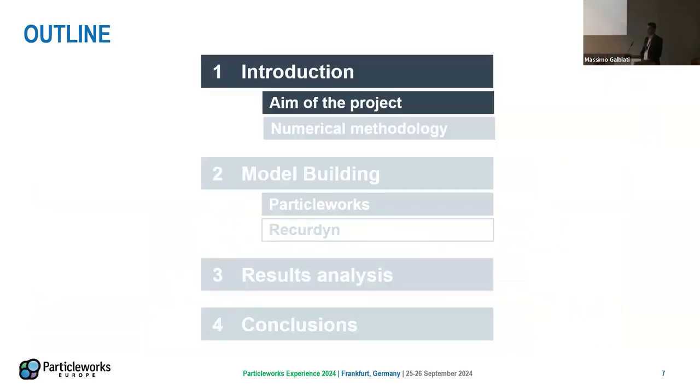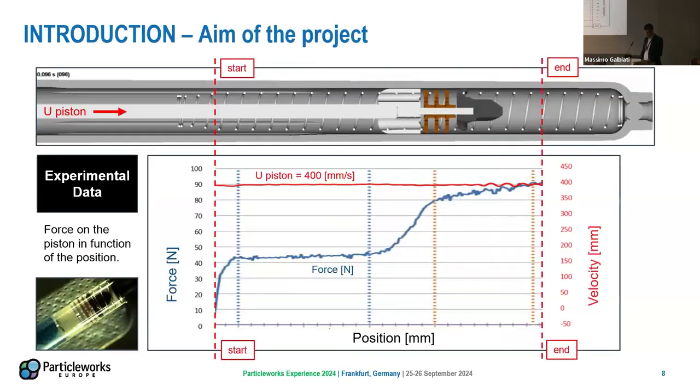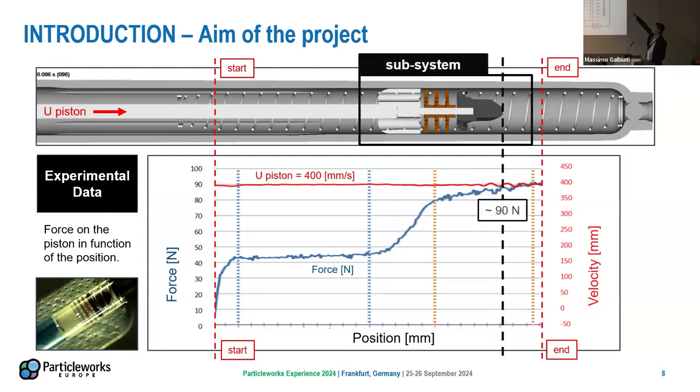Okay, so what was the aim of the project? We decided not to simulate everything, so we started from a simpler case. The simpler case is the one you see here. So we wanted to simulate this subsystem. For this specific position, we know that the force applied on the piston is around 90 Newton. Essentially, from the simulation point of view, we are changing the reference system. So the piston will be fixed, and we will have oil injected in the opposite direction at essentially the piston velocity.